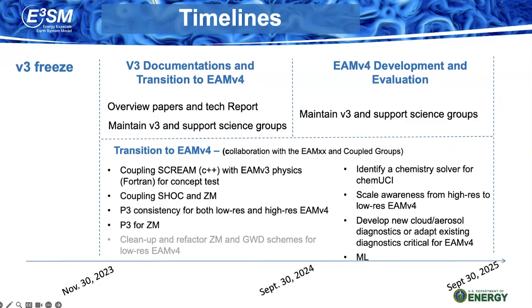Yeah, more like a clarification question. So for EAMxx V4 in Fortran, right? So we'll have two versions, like EAM V4 in Fortran low-res and SCREAM EAMxx in low-res. I think for the V4.